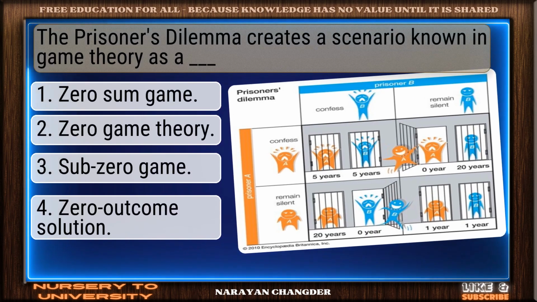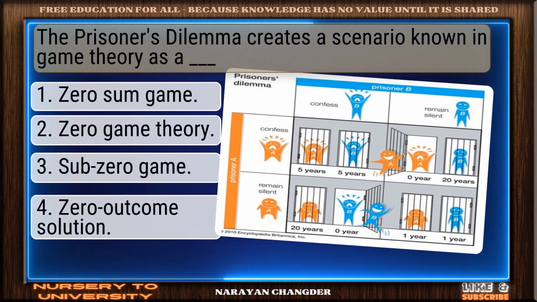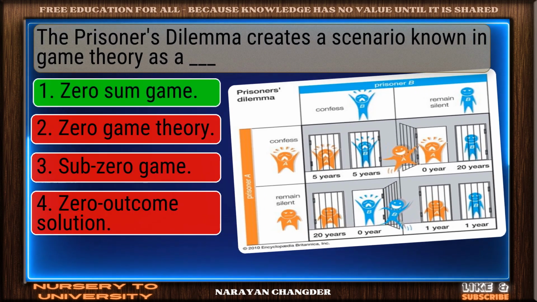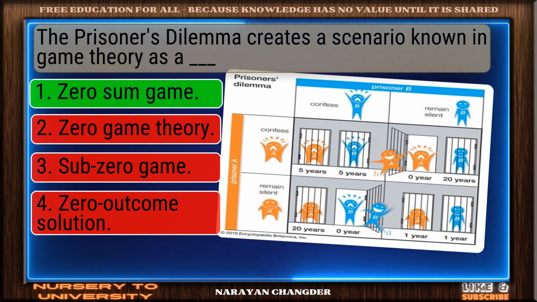The prisoner's dilemma creates a scenario known in game theory as a ___. Sharp thinking. Zero-sum game is the right choice.